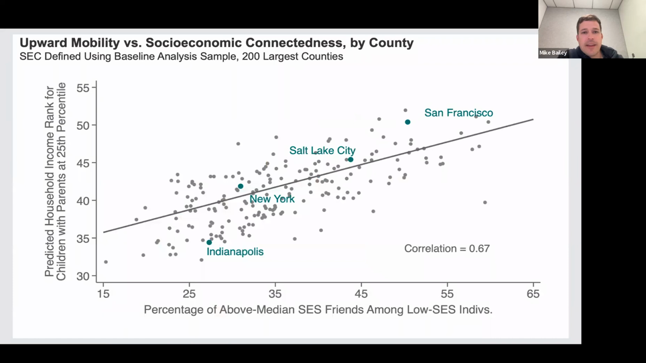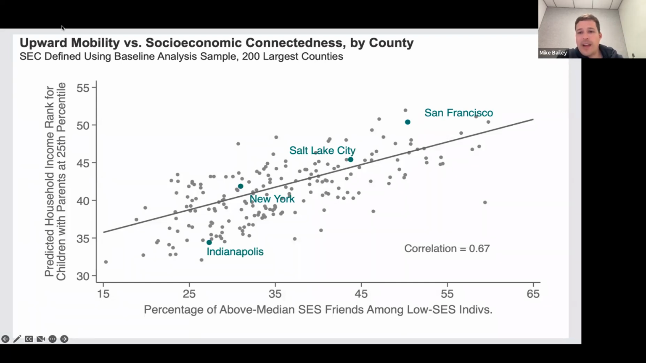If we look at how this measure correlates with some outcome like upward income mobility, upward income mobility is if you take children with parents at the 25th percentile, and then you predict their household income rank for when I think it's when they're 30, you get this measure called upward income mobility. So if you take that and you look at how it correlates with this socioeconomic connectedness, the percentage of above median SES friends among low SES individuals, you get this very strong correlation.